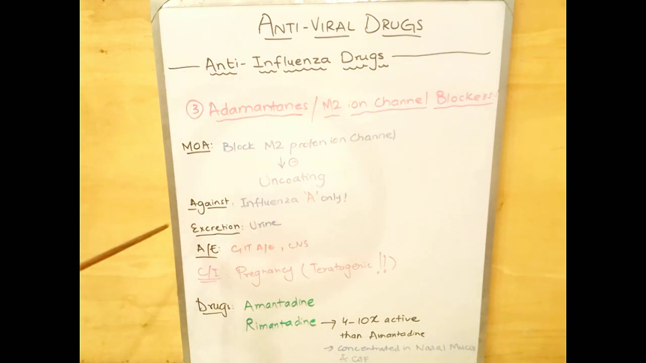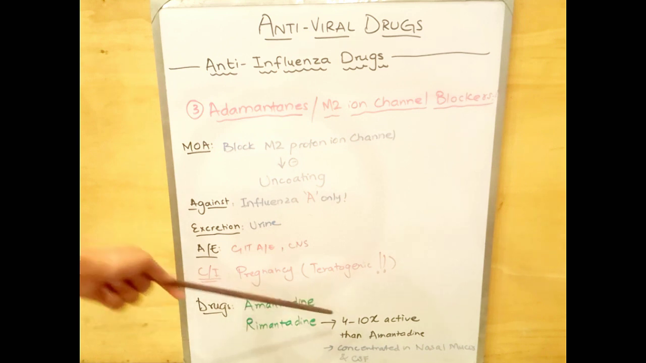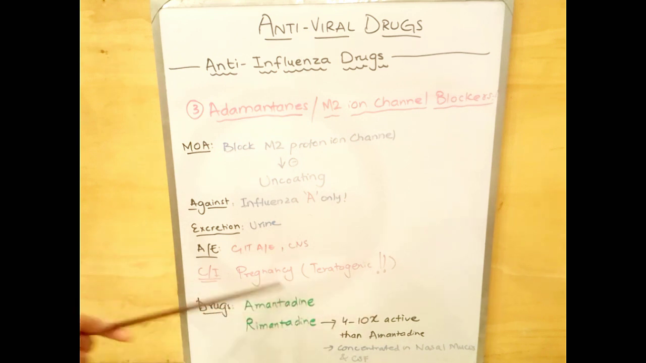These are excreted in the urine, and the adverse effects of these drugs are GIT adverse effects and CNS adverse effects. Now this category of drug is contraindicated in pregnancy. Why? Because it has a teratogenic effect. The drugs present in this category are amantadine and rimantadine. Rimantadine is 4 to 10 times more active than amantadine, and it can be concentrated in the nasal mucus and in the CSF.